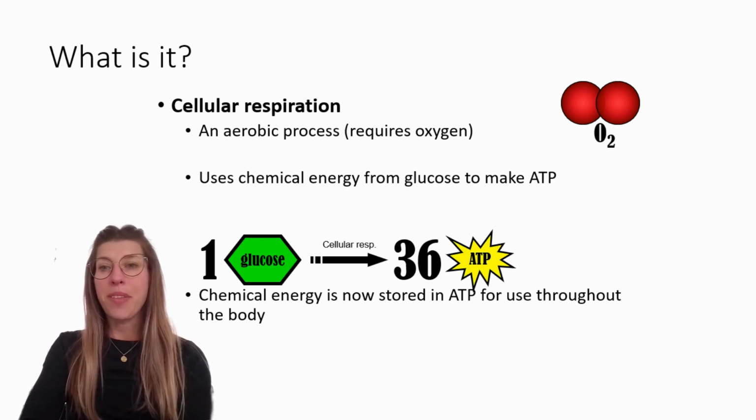We start with one glucose molecule, and it's shown down below here in that little simple equation, not even an equation. We start with the glucose molecule in cellular respiration, and at the very end of cellular respiration, we generate 36 ATP molecules. That's a lot. However, our body requires a lot to do all the work that it does. So we do generate a lot of ATP from that one simple glucose molecule. And chemical energy is now stored in ATP for use throughout the body.